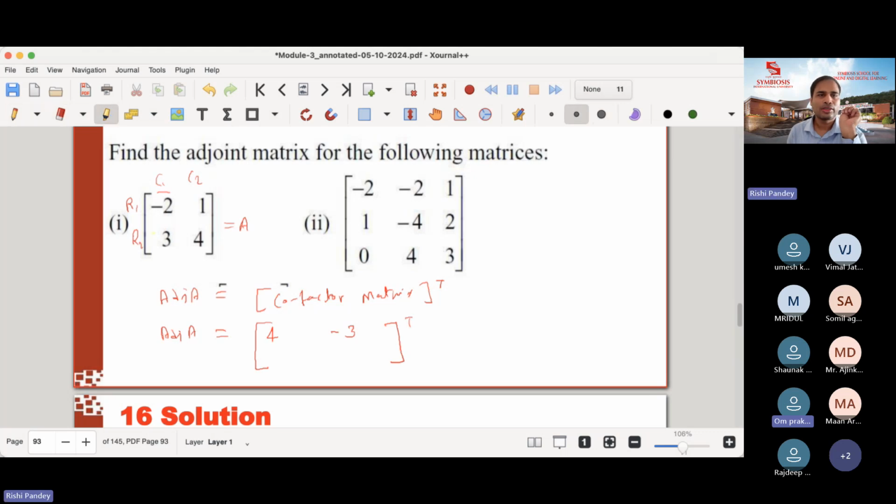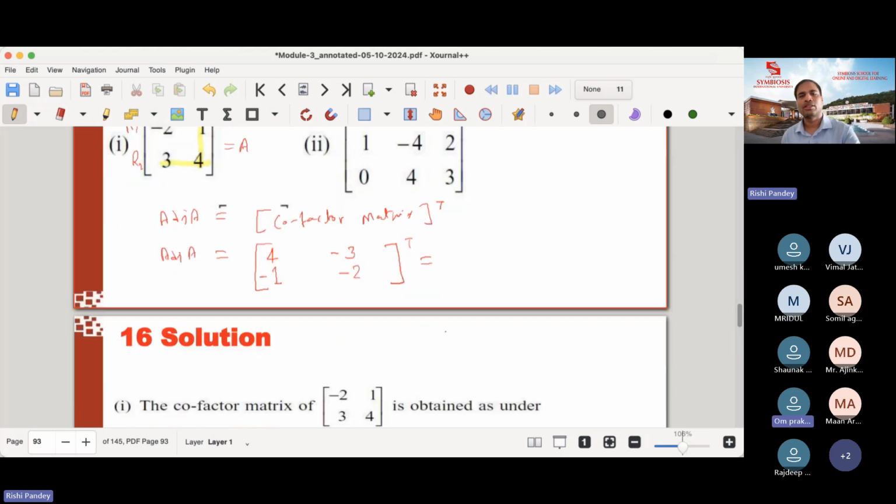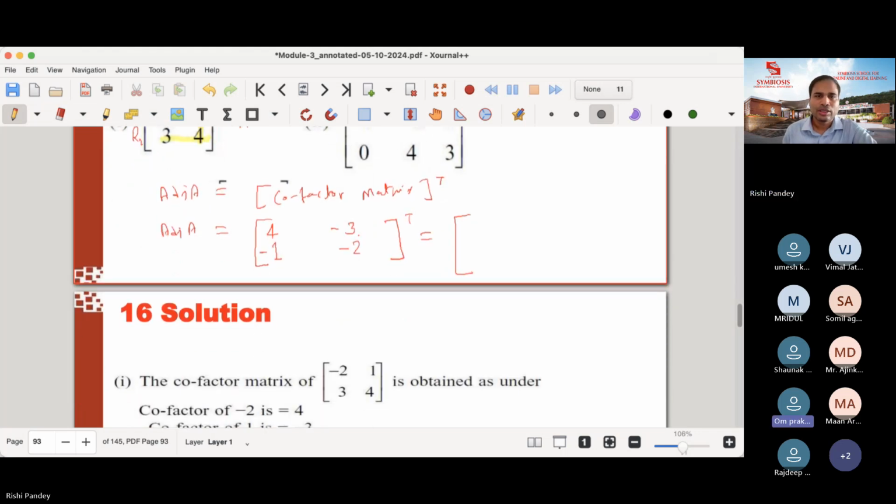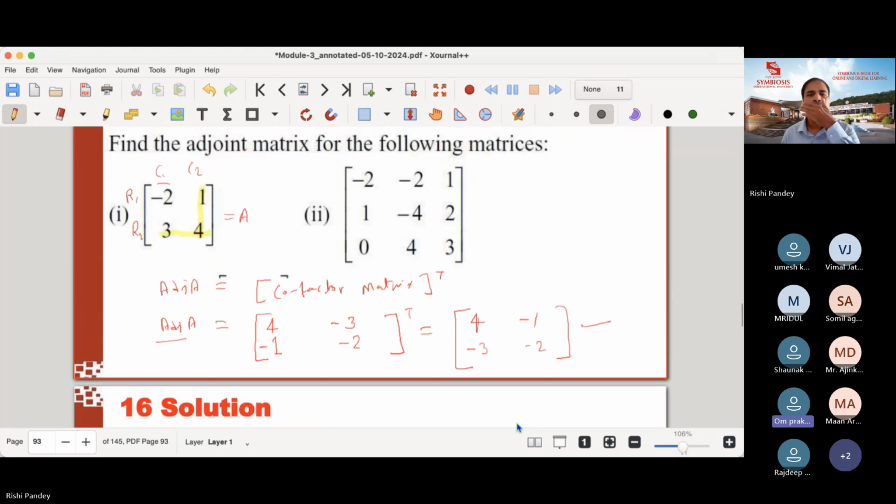Again, for the next, A21 is again a minus, and we will write here 1. Then A22, the last number. A22 is this row and this column, that is minus 2. If I take a transpose, we'll change the rows to columns. So we'll write here 4, minus 1, and here minus 3, minus 2. So this is called the adjoint of A. Please check.